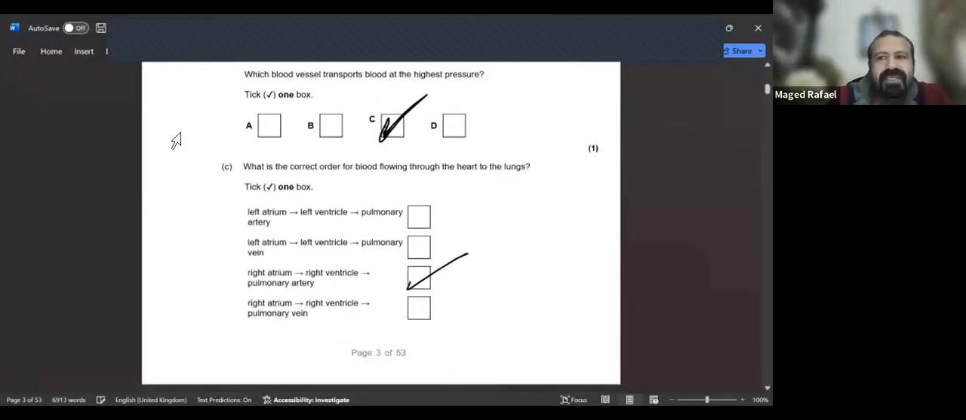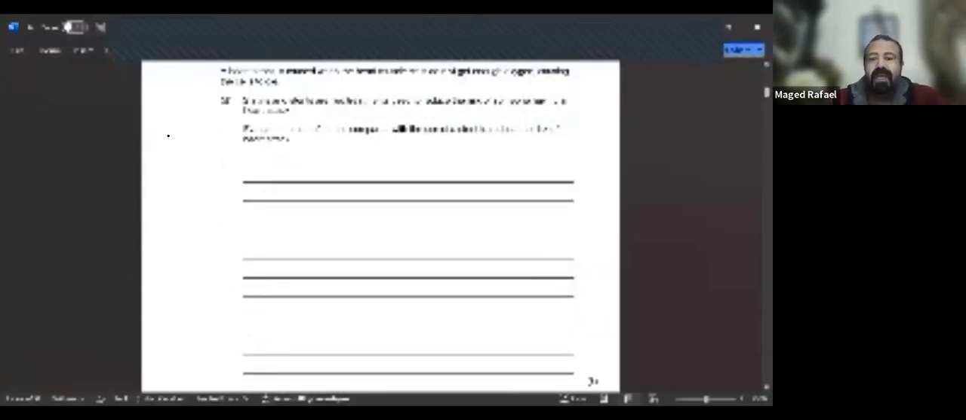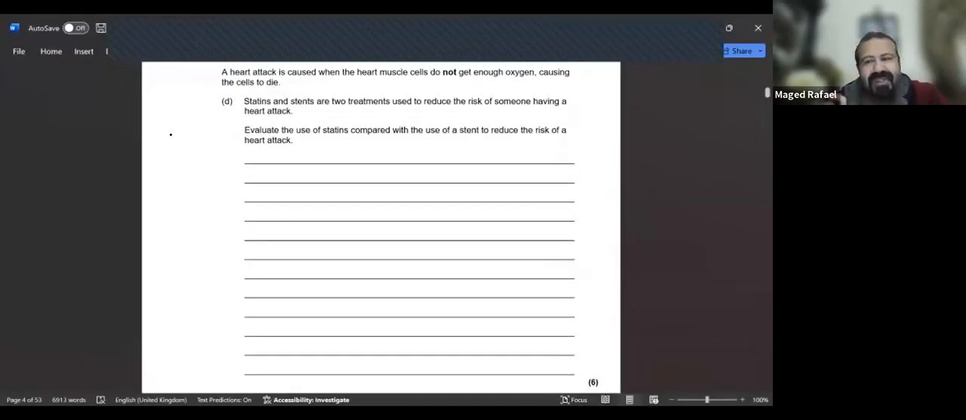Let's go to another question. This question is out of 6 marks. And I want you to finish answering this question in 3 minutes, because I want to answer question 3 with you before the end of the lesson. A heart attack is caused when the heart muscle cells don't get enough oxygen, causing the cells to die. Statins and stents are 2 treatments used to reduce the risk of someone having a heart attack. Evaluate the use of statins compared with the use of stents to reduce the risk of heart attack. Okay.